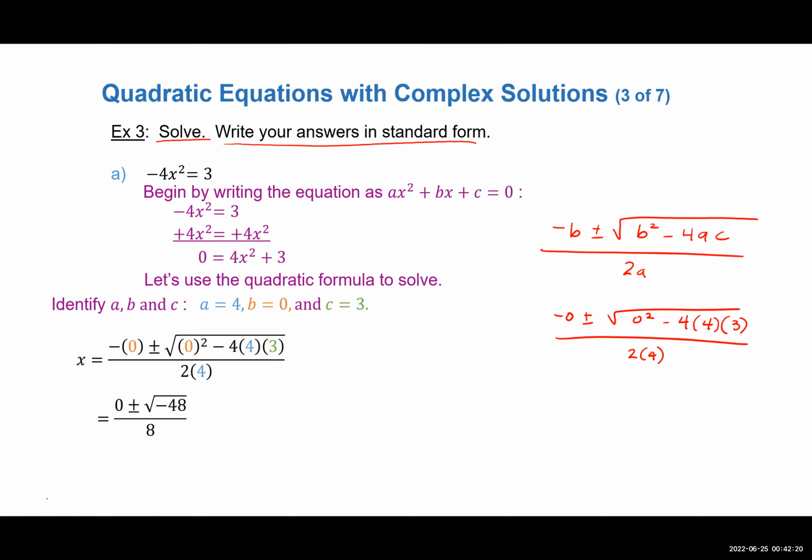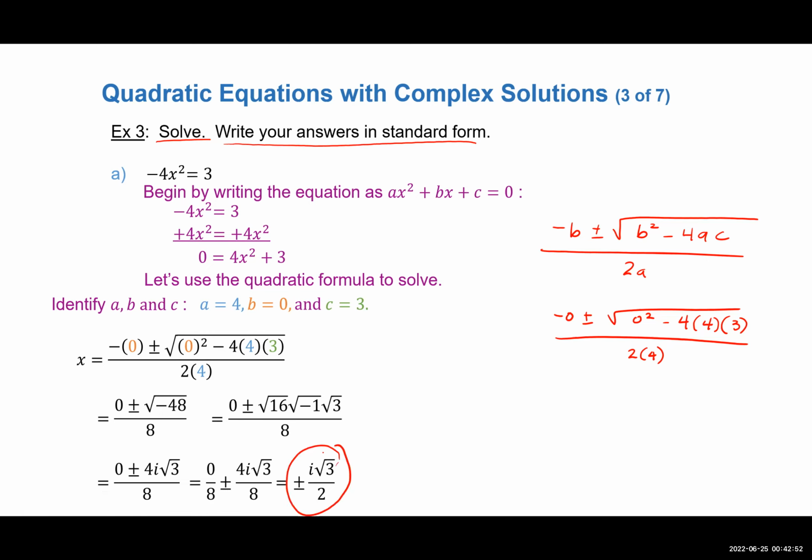Square root of -48, we're going to have to reduce that. That's 16 times 3 times -1. So it's going to be 4i root 3 over 8. And when you divide everything by 8, that first term is still 0. Okay. The 4 and the 8 cancel to be 1/2. So that's going to be i over 2. And that's how we get it. Plus or minus i root 3 over 2.